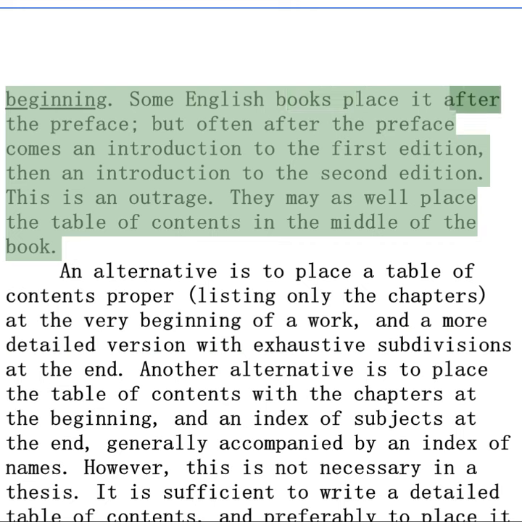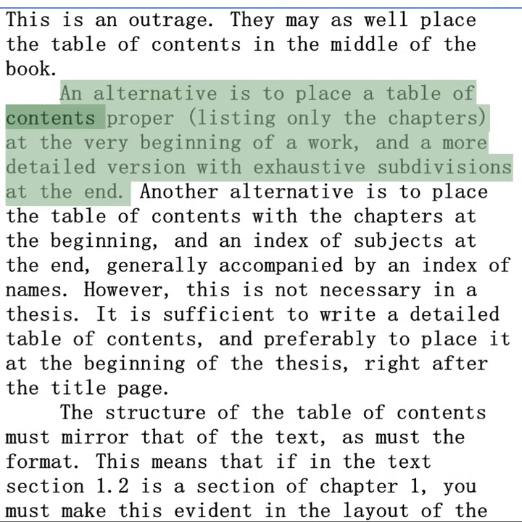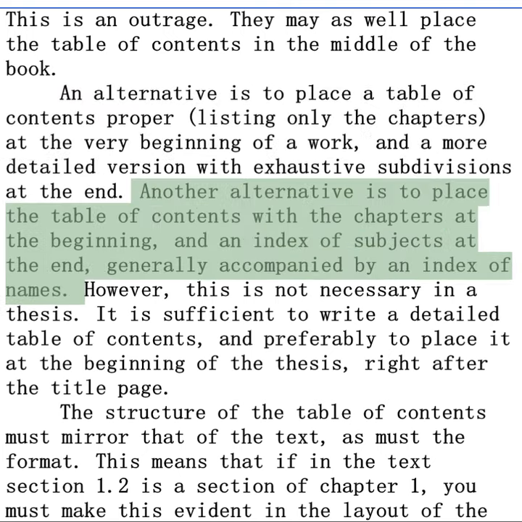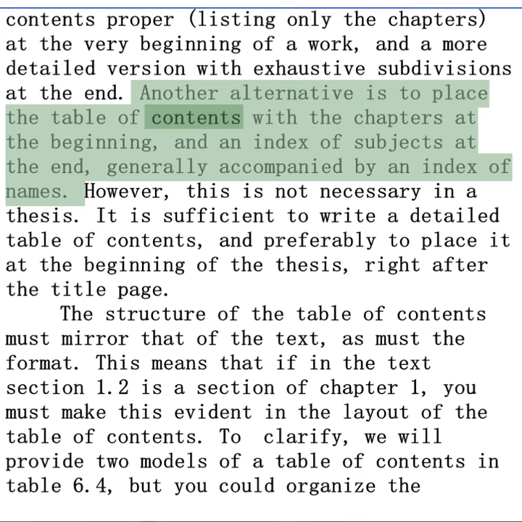Some English books place it after the preface, but often after the preface comes an introduction to the first edition, then an introduction to the second edition. This is an outrage. They may as well place the table of contents in the middle of the book. An alternative is to place a table of contents proper at the very beginning of a work, and a more detailed version with exhaustive subdivisions at the end. Another alternative is to place the table of contents with the chapters at the beginning, and an index of subjects at the end, generally accompanied by an index of names.